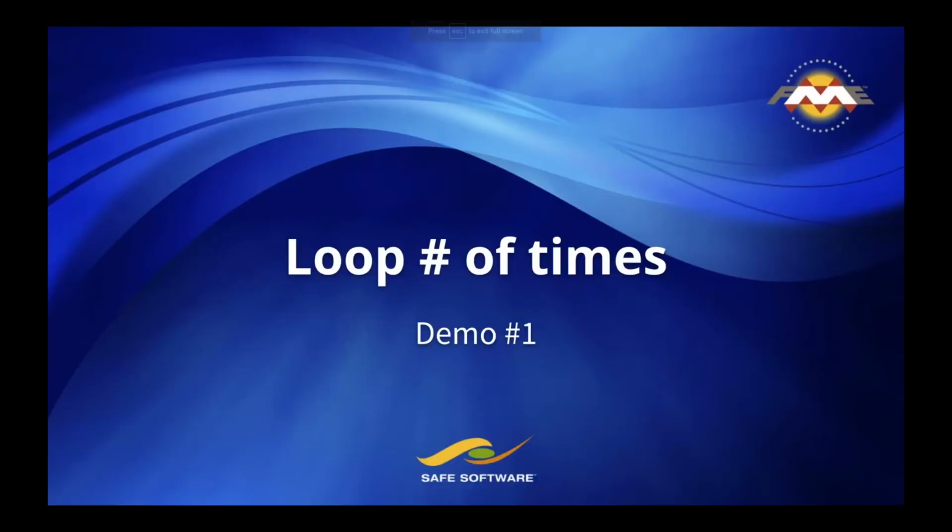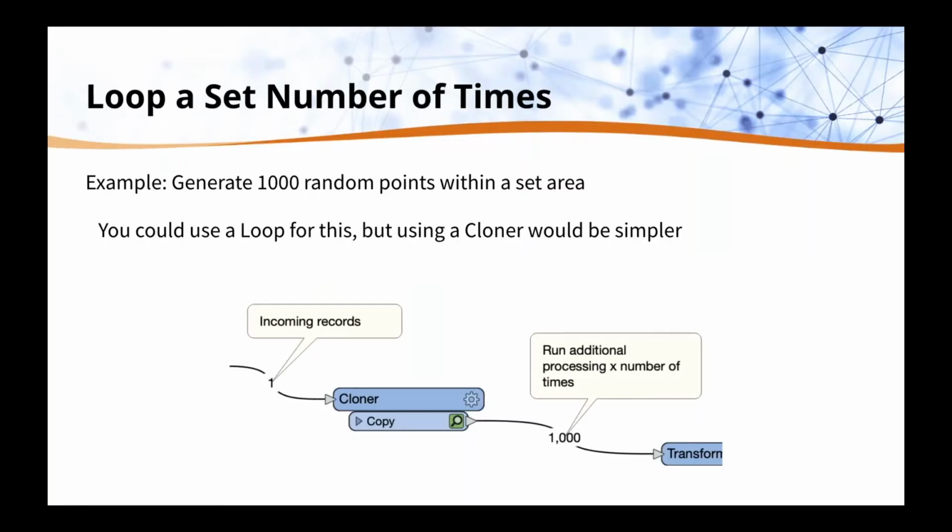Yeah, so that'll take us to the first scenario that we'll look at, and that is creating a loop to loop through something a set number of times. So do X 10 times, for example. In this case, you probably don't even need to use a loop inside FME.